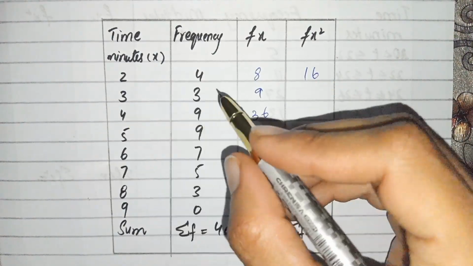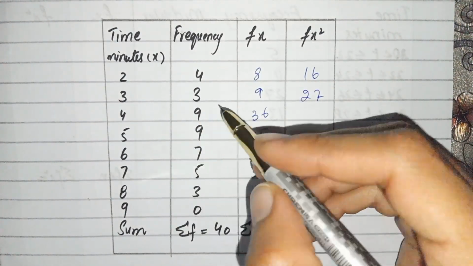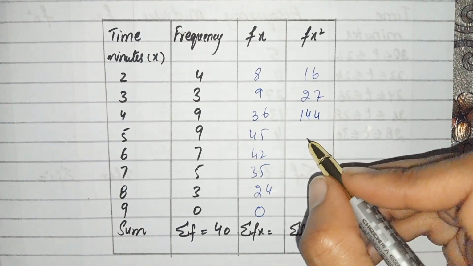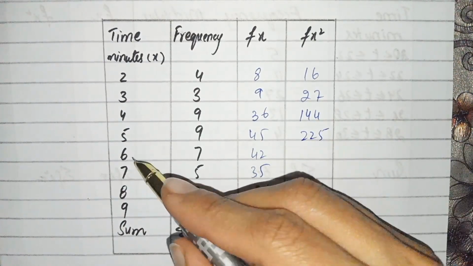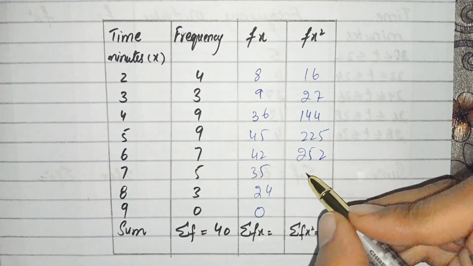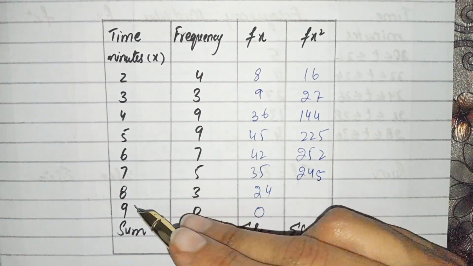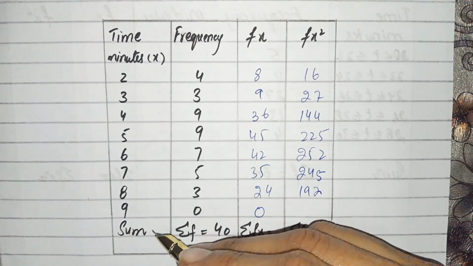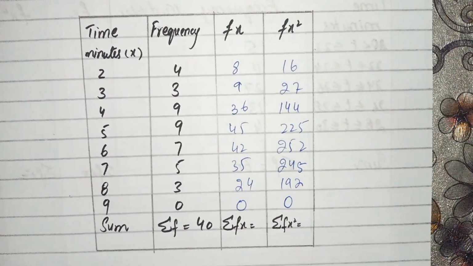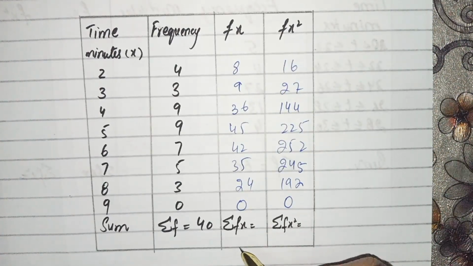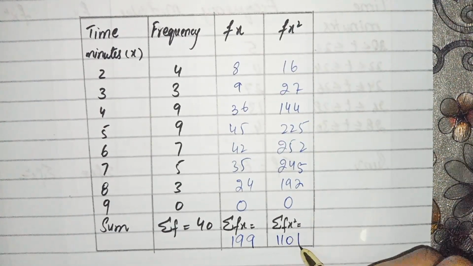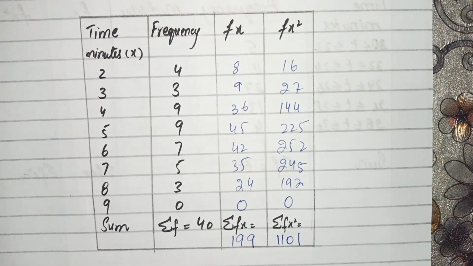4 times 16, 9; 3 times 27, 16; 9 times 144, 25; 9 times, we get 225; 36, 7 times 252; 49, 5 times 245; 64, 3 times 192; and 81, 0 times 80, 0. Now students, we have to add these values. By adding these values, we get the sum of fx is 199, and the sum of fx square is 1101.